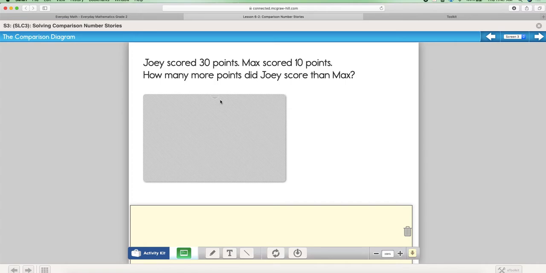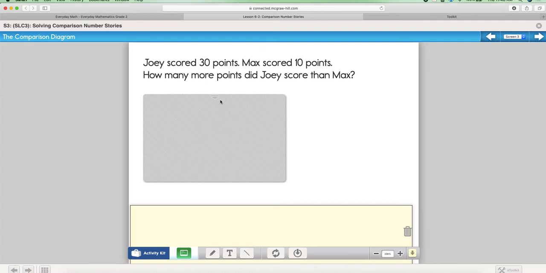Those of you coming in, we are doing what we call comparison number stories today. Basically what we're doing is we're taking two things and we're saying how they are different than the other. We're comparing them, kind of like what we do in language arts with our stories. Okay, so here's an example of a comparison number story. Number story is just a fancy way of saying word problem.